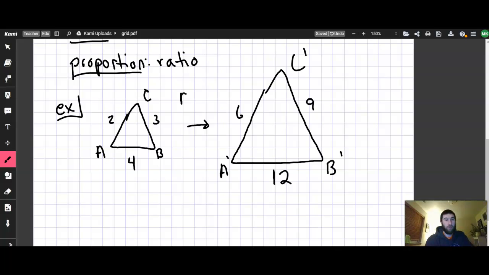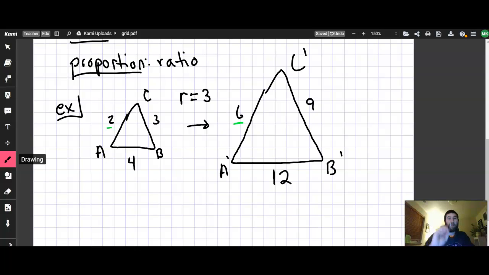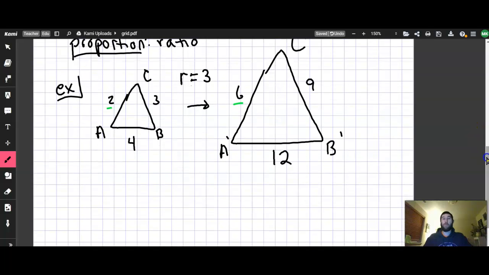So our ratio is equal to 3. Our ratio is our scale factor. Our scale factor is 3 times bigger. Our ratio is 3 times bigger. We can check that by comparing our corresponding sides, right? 2 corresponds to 6 because they match. And so as we look at making our proportions, we're going to want to make sure we're matching the right sides and angles, matching the corresponding sides. And so corresponding means to match.